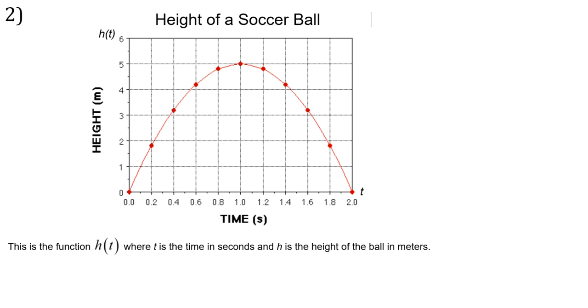In this lesson, we're going to do some graphical analysis for our functions. As we said before, when you're looking at the graph, you want to orientate yourself with the situation. So we see the heading, height of a soccer ball. We also want to see our headings of time and height. Time in s, that's our seconds. Height in m is meters. So this is the function h of t, where t is the time in seconds, and h is the height of the ball in meters.